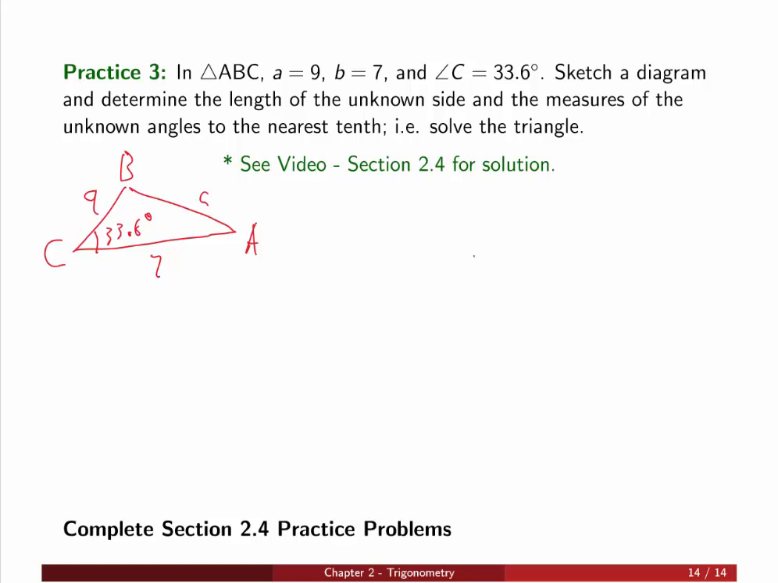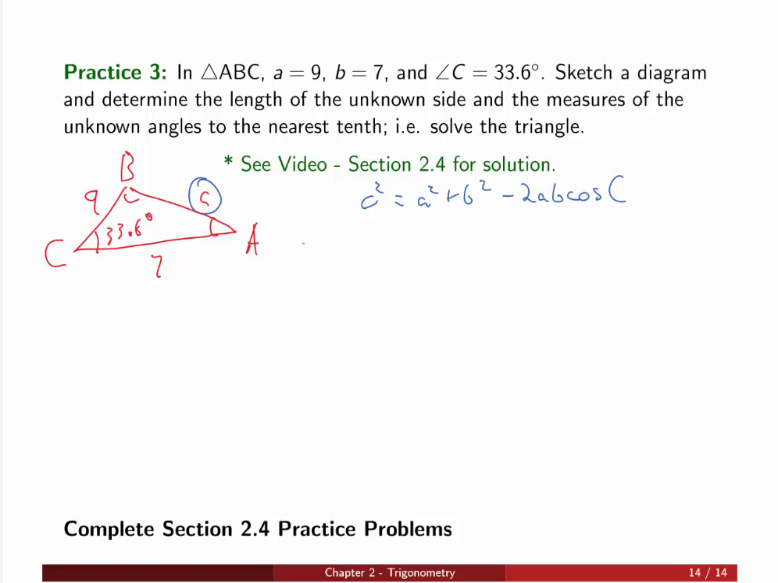Now, what else do we know? We have to find everything from here. So, what can we do here? Well, let's use the cosine law to start off. And that's because we have one missing side. So this goes back to example 1. We can solve for the one missing side using the cosine law. We're looking for c squared, which will equal a squared plus b squared minus 2ab cosine of C.